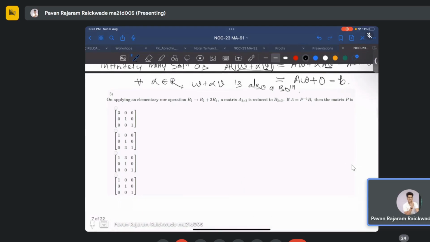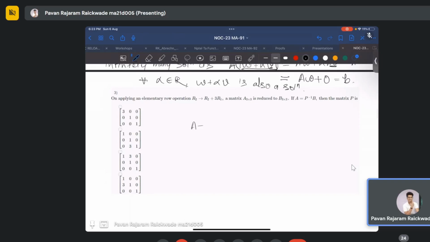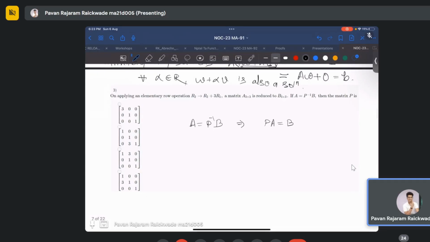Okay, let's go to question number 3. Applying an elementary row operation, R2 changes to R2 plus 3R1, a matrix A is reduced to B, where A equals P inverse B. Then the matrix P is? A equals P inverse B is the same as saying that PA equals B. We multiply P from the left side to the equation on both sides, and then we get PA equals B.